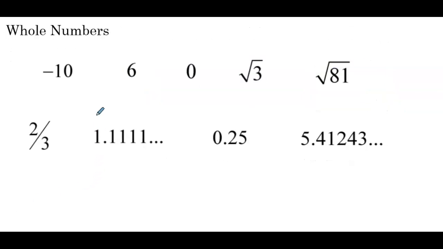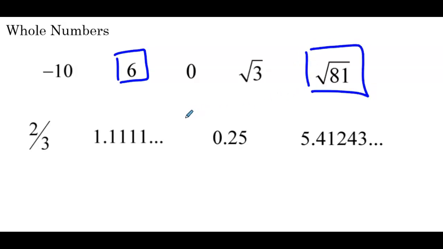So now the whole numbers, well, we should still have 6. We should still have the square root of 81. And the only difference in this one now is we're going to add 0. All the other numbers, not whole numbers, right, by definition.